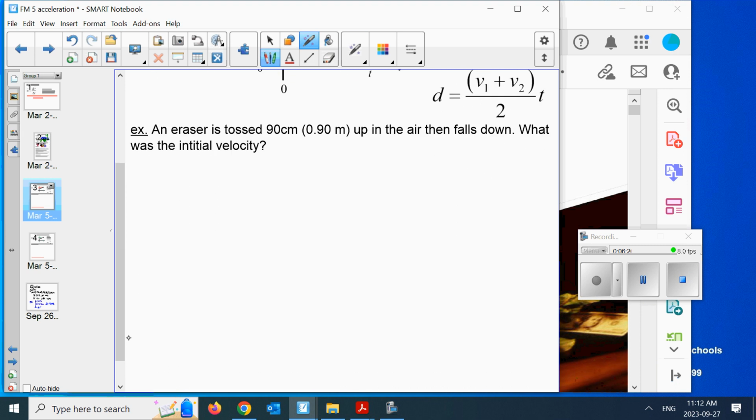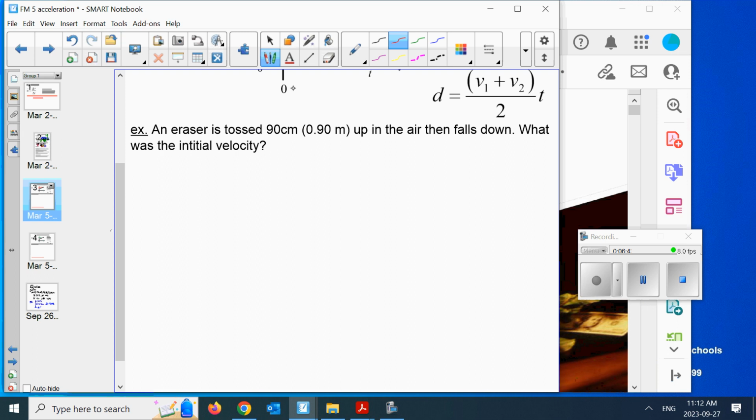Okay. This is what Luke was talking about. If you think about it, it's kind of mind-blowing. An eraser's tossed 90 centimeters up in the air and then falls down. Now, Luke, what you found, you're like, of course it is. It's sort of like that surprise. Never thought of it this way. Yeah. What is the alarming thing?